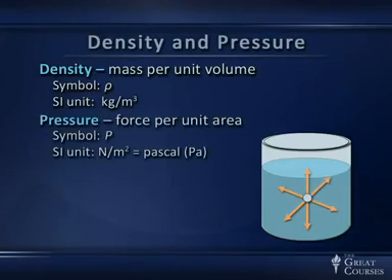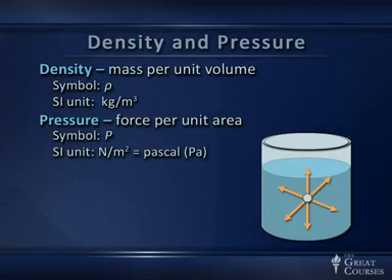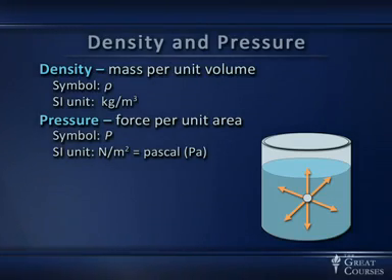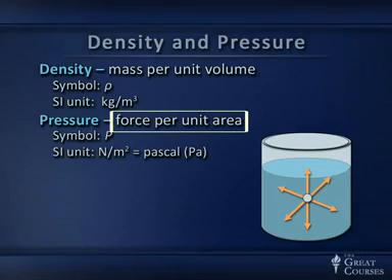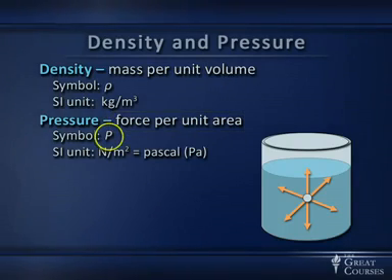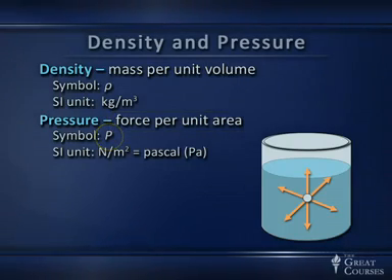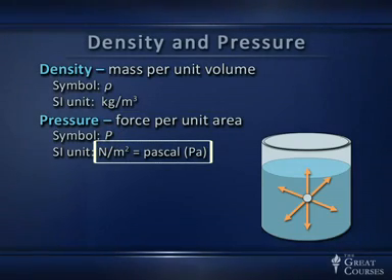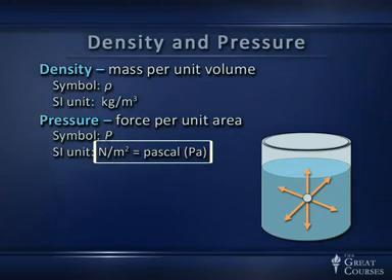And pressure is the second of the two quantities we want to work with. Pressure is the force per unit area that a fluid exerts on its surroundings, on its container, that a piece of fluid here exerts on the adjacent fluid. Pressure is force per unit area. Its symbol is a capital P, and in the SI system, its units are the units of force, newtons, per the units of area, square meters, newtons per meter squared.